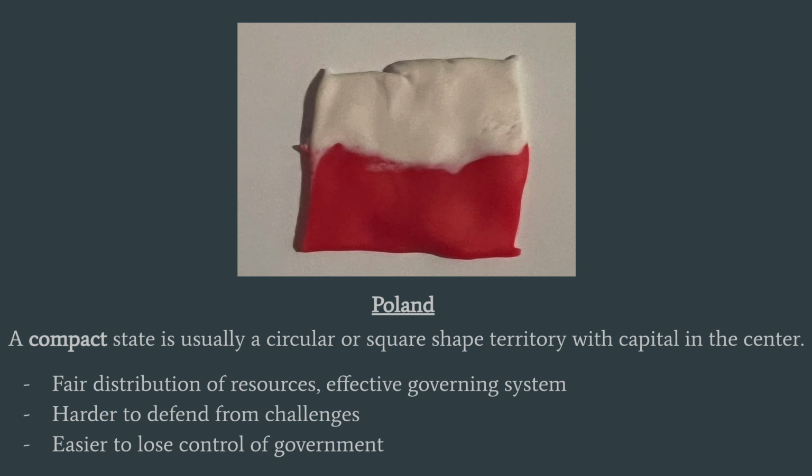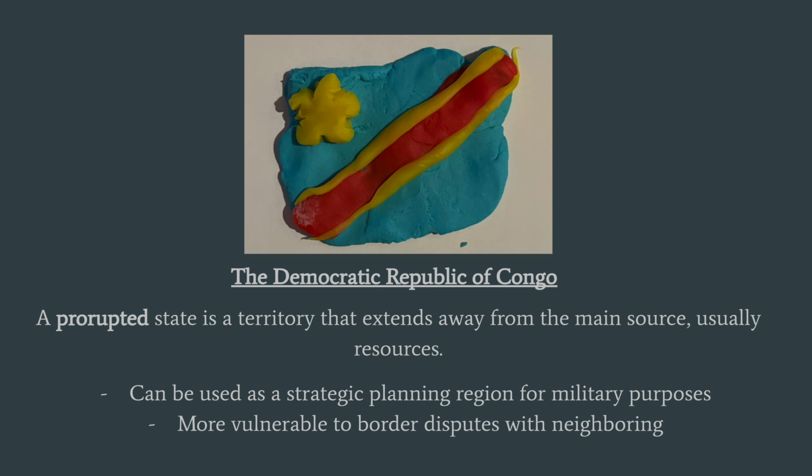Next is compact state, and this is when a territory is usually in a circular or square shape, and it has the capital in the center. And Poland is just a great example for it because it qualifies all these characteristics of a compact state. Next is the corrupted state, which is when a territory extends away from the main source. An example is the Democratic Republic of Congo because it's away from the long stretch of water.